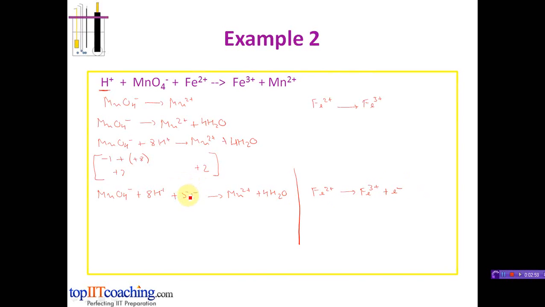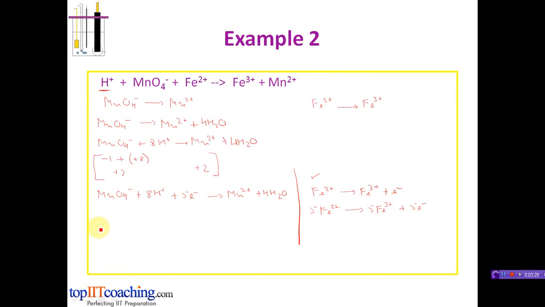Now since there are 5 electrons in this half reaction and 1 in that, for equalizing their numbers in both, we are going to multiply this half reaction with the coefficient 5. So we get 5 Fe2 plus will give 5 Fe3 plus plus 5 electrons. Now we are going to add the half reactions.